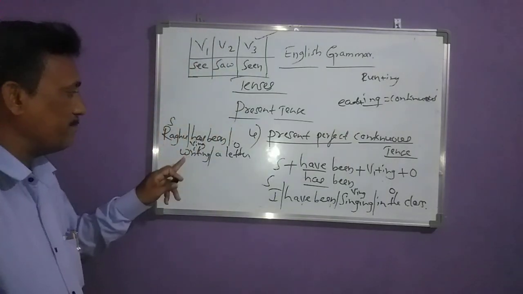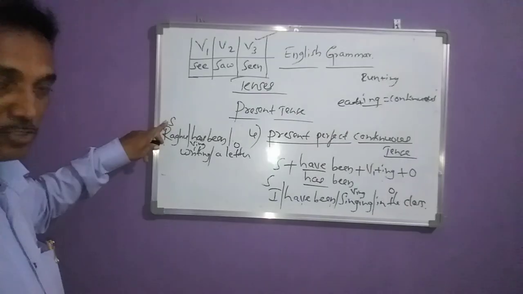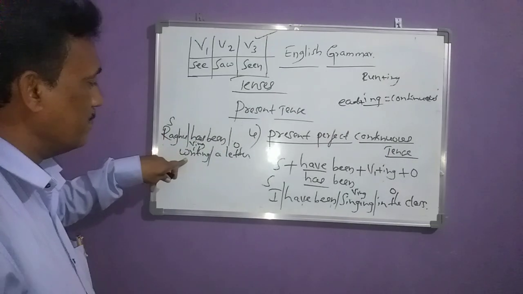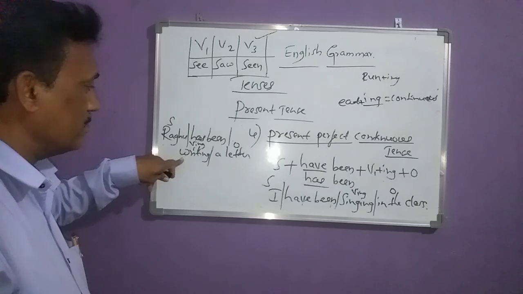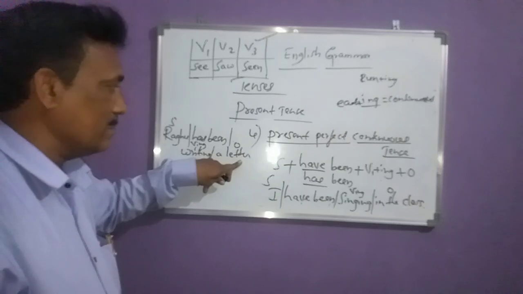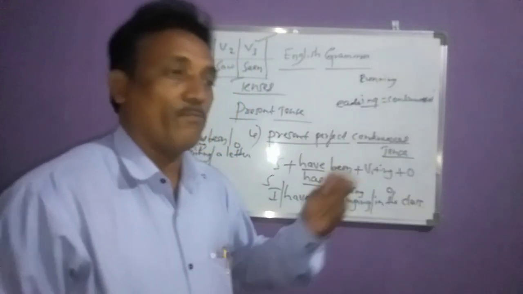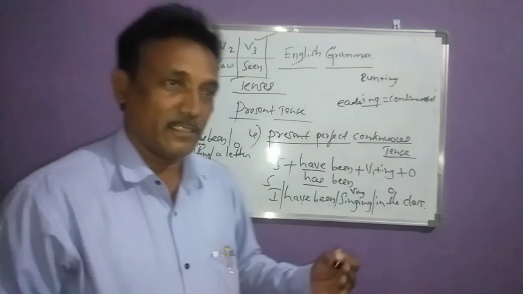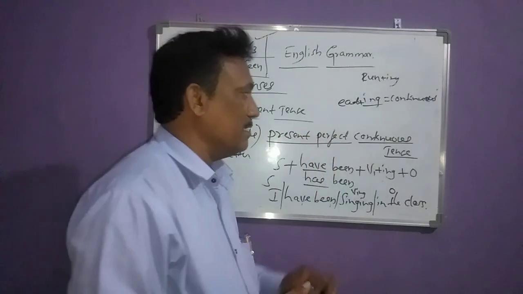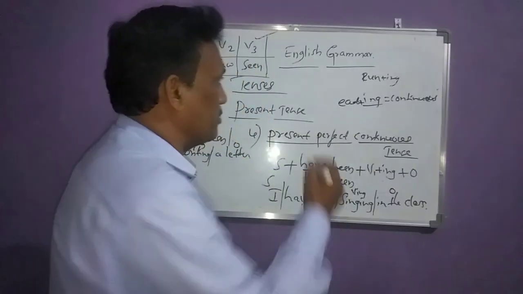So Raghu has been writing a letter. Raghu is the third person, so here Raghu is the subject. Raghu has been writing. Writing is V1 plus ing, continuous. This shows continuous. A letter. The thing had already been completed, but you are telling someone as if it is running. That is called present perfect continuous tense. I hope you got the concept.